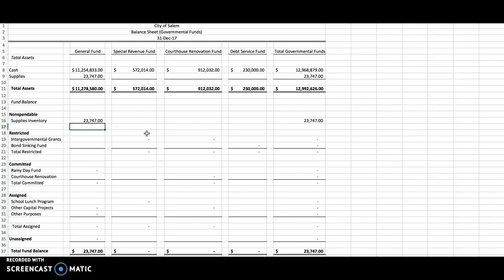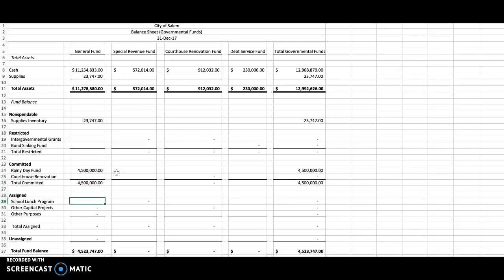Then for the general fund, let's just suppose that of this cash, 4,500,000 is sort of set aside by the government as the rainy day fund. So a lot of governments have a rainy day fund, and the idea is they'll just have 4,500,000 like this that's in their general fund, but they can't spend it unless they're spending it for some kind of unforeseen problem.